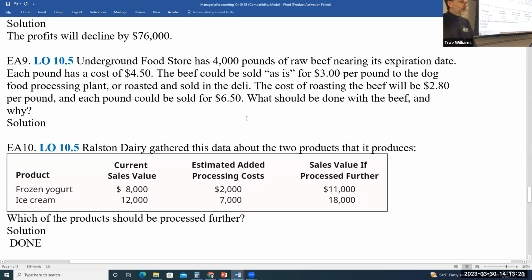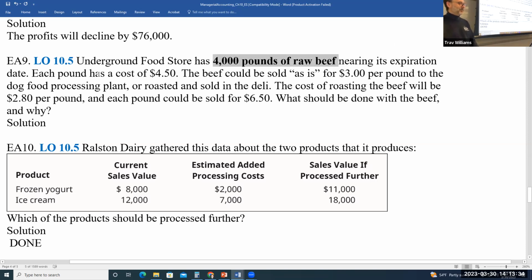Oh yeah. All right, so the underground food store, that sounds sketchy. It has 4,000 pounds of raw beef nearing its expiration date. That's also sketchy. Each pound has a cost of $4.50. That's actually a sunk cost because they already have the beef. You know, they can't return that beef back to the ranch to get their money back. So that's a sunk cost. So it's not really relevant.